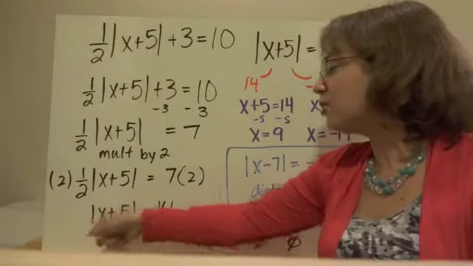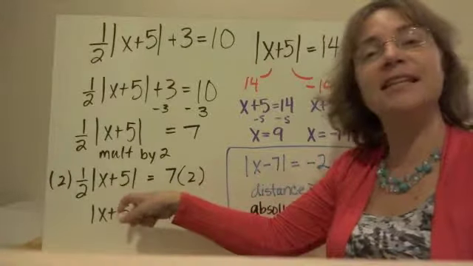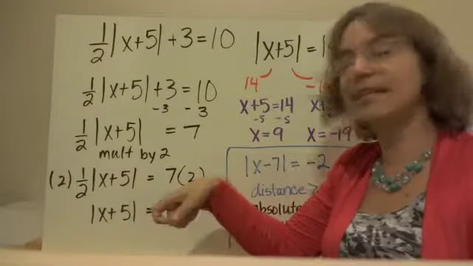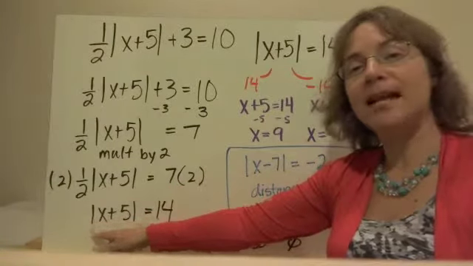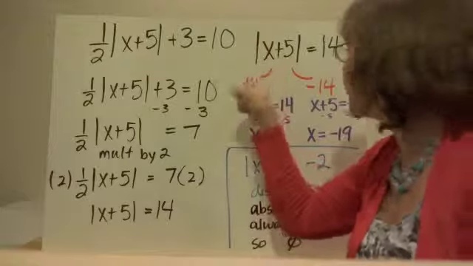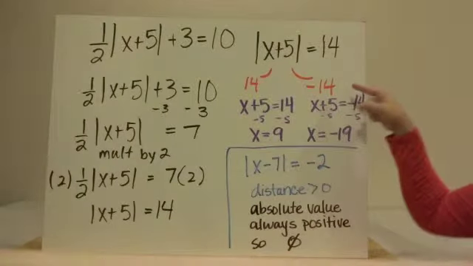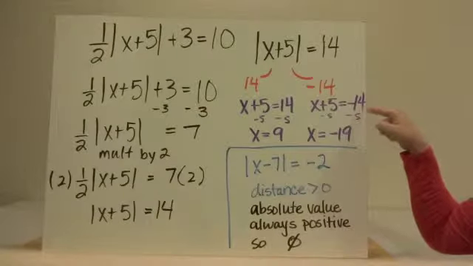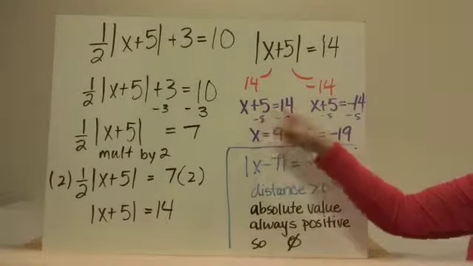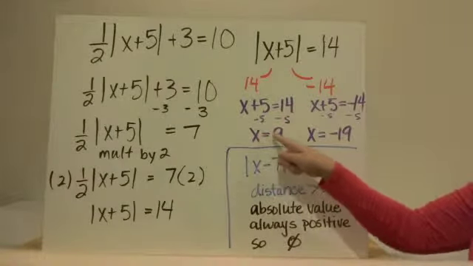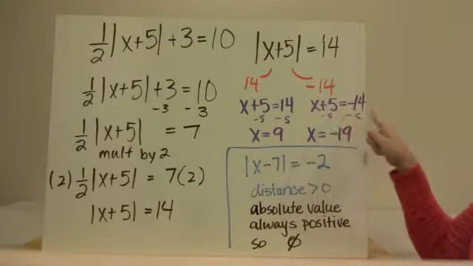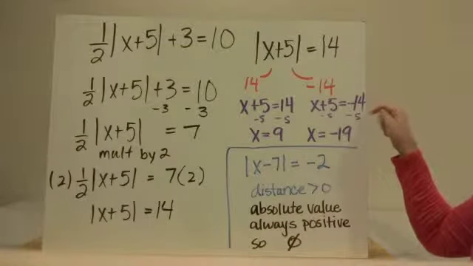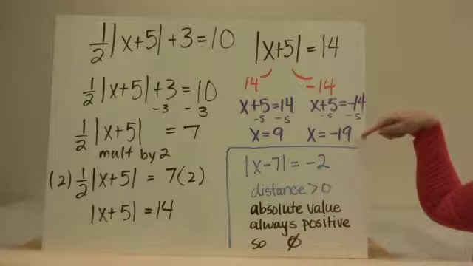Now here we have two different values that can be inside that absolute value sign and make this equation true. We could have a positive 14 or negative 14. So now we have two different equations: x plus 5 equals 14, and x plus 5 equals negative 14. We're going to subtract a 5 from both sides, and we have x is equal to 9. Subtract a 5 from both sides, and we have negative 14 plus a negative 5, which is negative 19.